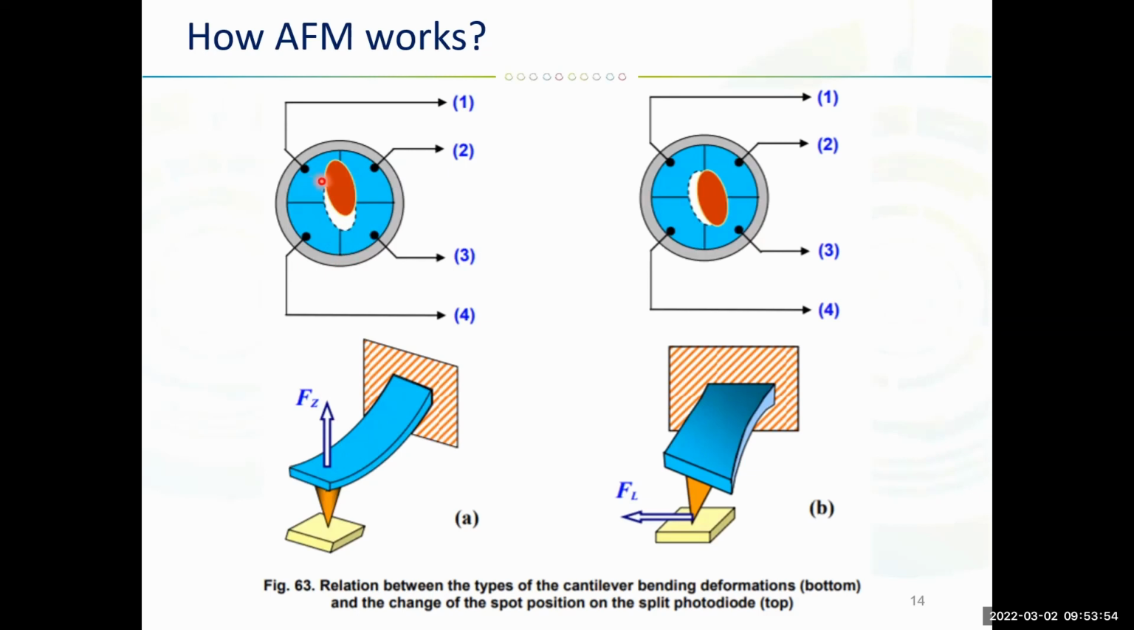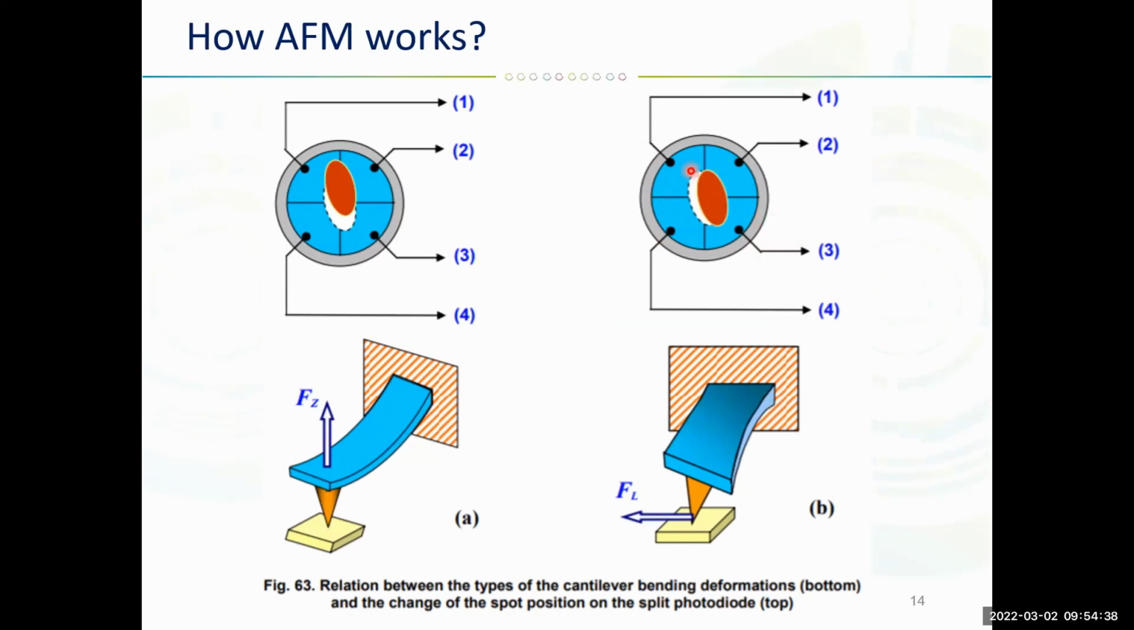Usually there are 4 quadrants, 1, 2, 3, 4, and it will detect the bending in different directions. This is the vertical bending, so the spot goes between quadrants 1, 2 and 3, 4. And in case of the lateral forces, when the cantilever bends in a lateral way, the spot will be traveling between quadrants 1, 4 and 2, 3. This detector is called a position sensitive photodetector, or PSPD.